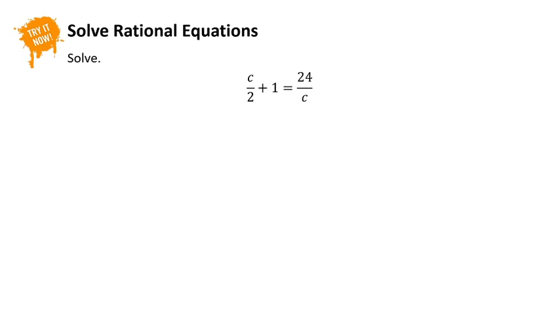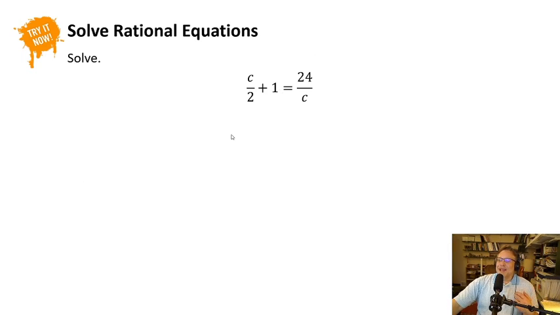Okay, so here's the first one to try a hand at here. We've got two terms here that are rational expressions. That is, they have something in the denominator. So ask yourself the question, what can I multiply every term on both sides by in order to rid myself of all fractions? Take some time on that and to solve this equation.